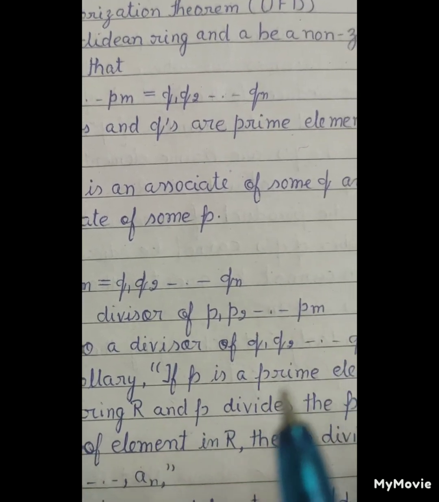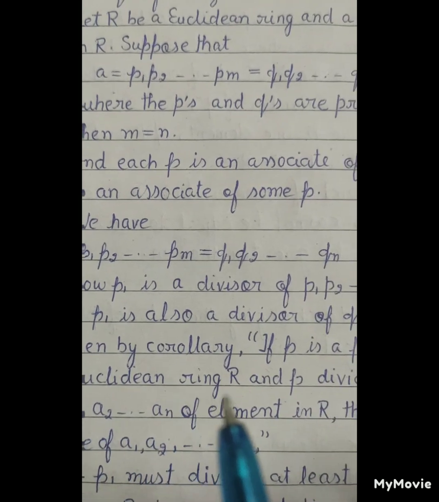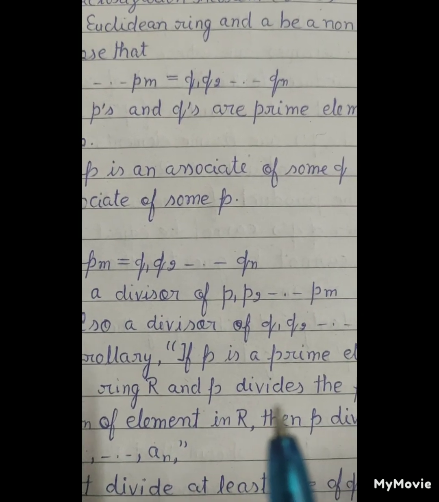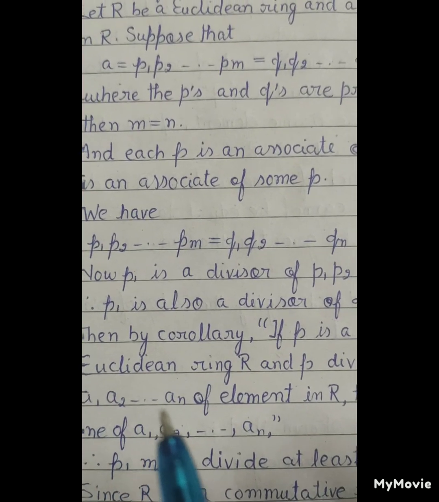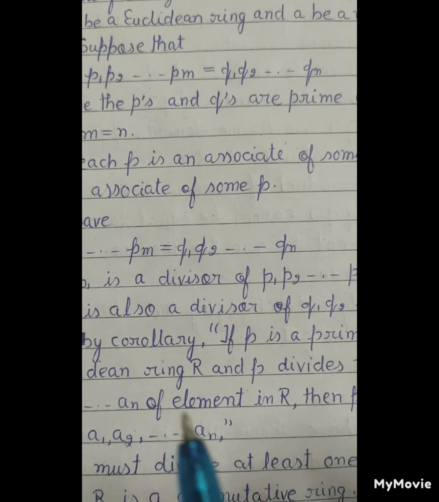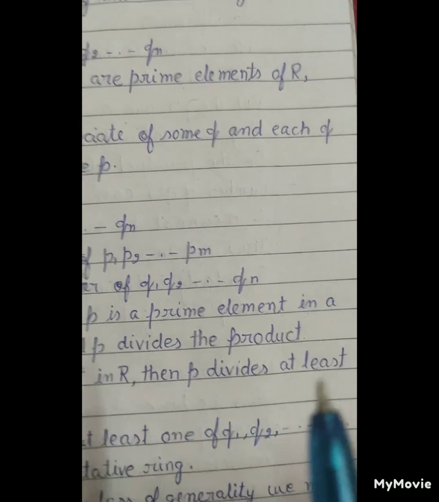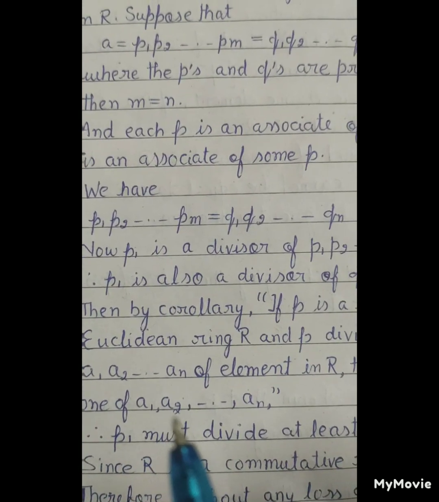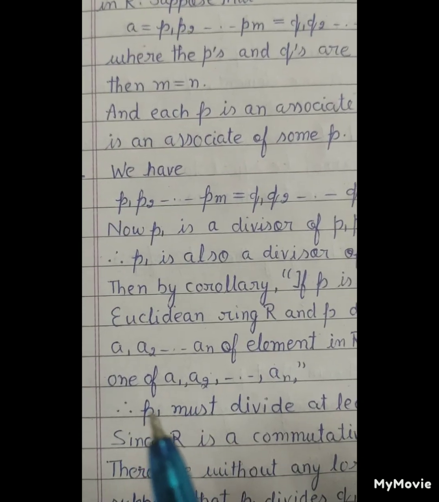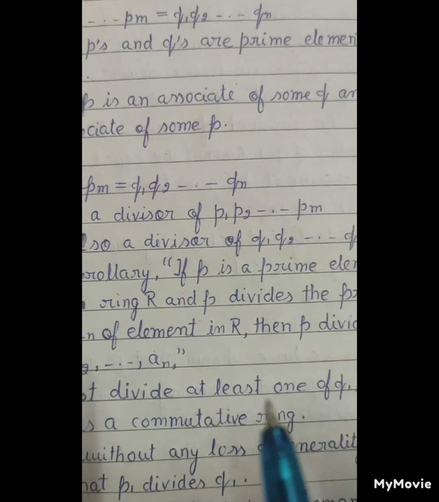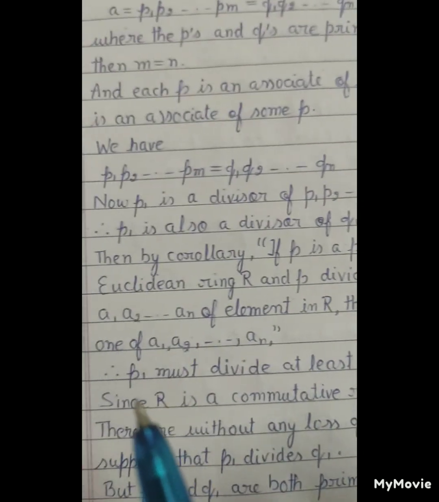corollary, if p is a prime element in a Euclidean ring R and p divides the product a1 into a2 and so on into an of elements in R, then p divides at least one of a1, a2 and so on an. So p1 must divide at least one of the q1, q2, so on qn.